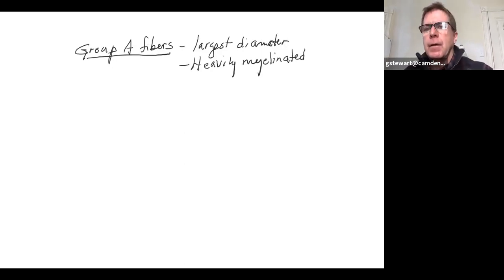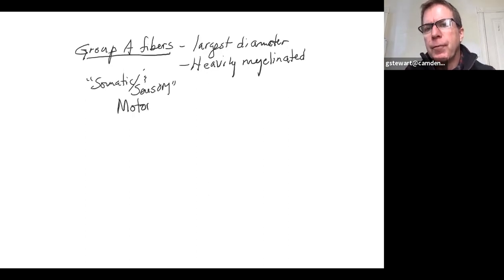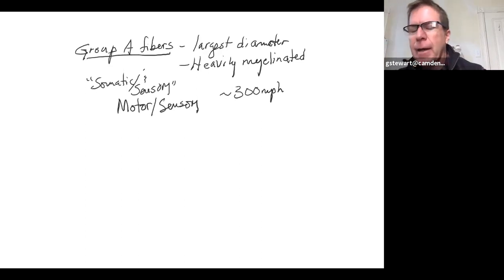These are typically somatic motor neurons. So I'll put that over here. That means motor neurons, neurons carrying impulses away from the central nervous system. Some sensory neurons as well. So I'll put somatic and sensory neurons of the motor and sensory division. They generate speeds up to about 300 miles per hour. That's pretty fast. If you think going from your head or your neck out to your hand, 300 miles per hour, it gets there in milliseconds.